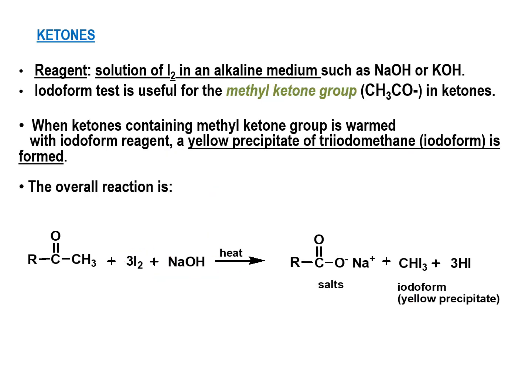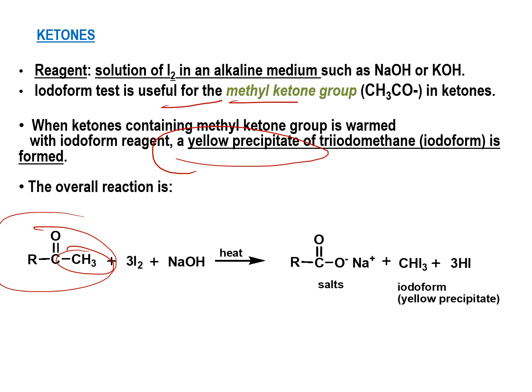For ketone, it is the same thing as I explained earlier, I am just repeating. Only methyl ketones will give a positive result in the iodoform test. How do you know it is positive? When you get a yellow precipitate. So this is the overall reaction. We have a ketone here, because there is a CH3. When it reacts with iodine and NaOH, it becomes a salt and also iodoform.